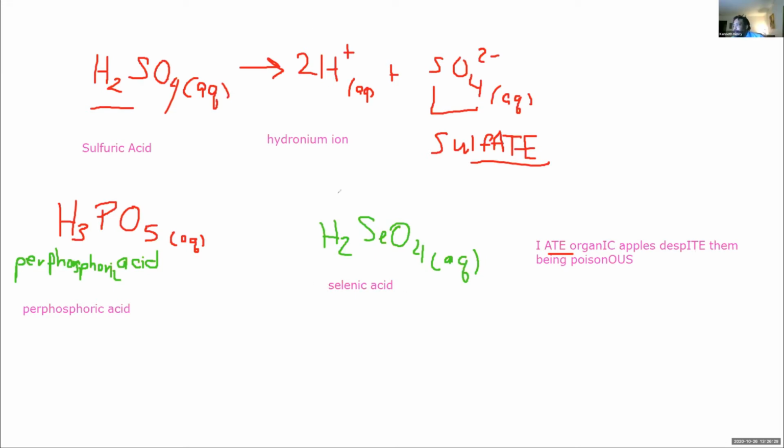Be correct there. Okay, selenic acid. Simple? Not too hard? Good, so let's make it a little bit harder, right? Okay, so when the ion from that acid ends in ITE, we're going to replace it with OUS. So for instance, let's just do this one here. H2SO3.